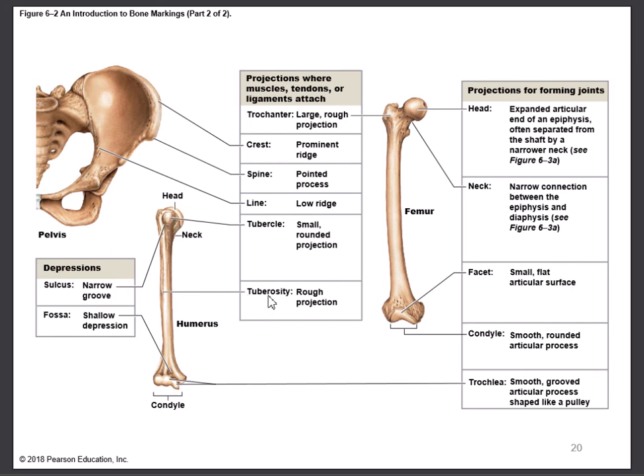Compared to a tuberosity, usually a tuberosity is a little bit of a rougher projection. Sometimes students will use these interchangeably. It's sometimes hard to differentiate, but typically a tubercle is small and rounded, and usually to me it's smoother, and a tuberosity is just a rough projection. So if we went to the middle of the diaphysis of the humerus, there's a rough projection out over here called the deltoid tuberosity.